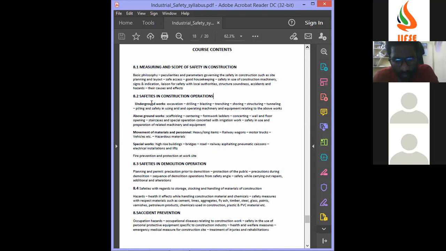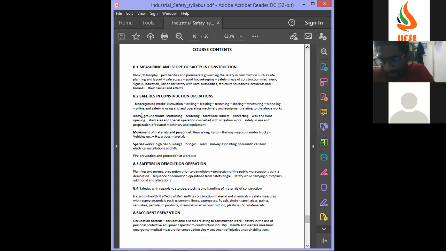Underground work. What do you mean by underground work? Excavation, drilling, blasting, trenching, shoring, structuring, everything comes under underground work. Normally here, for your information, I would like to add a few points. Here there is underground work and above ground work. Actually, there are two other construction safety related works, which are above water and underwater.